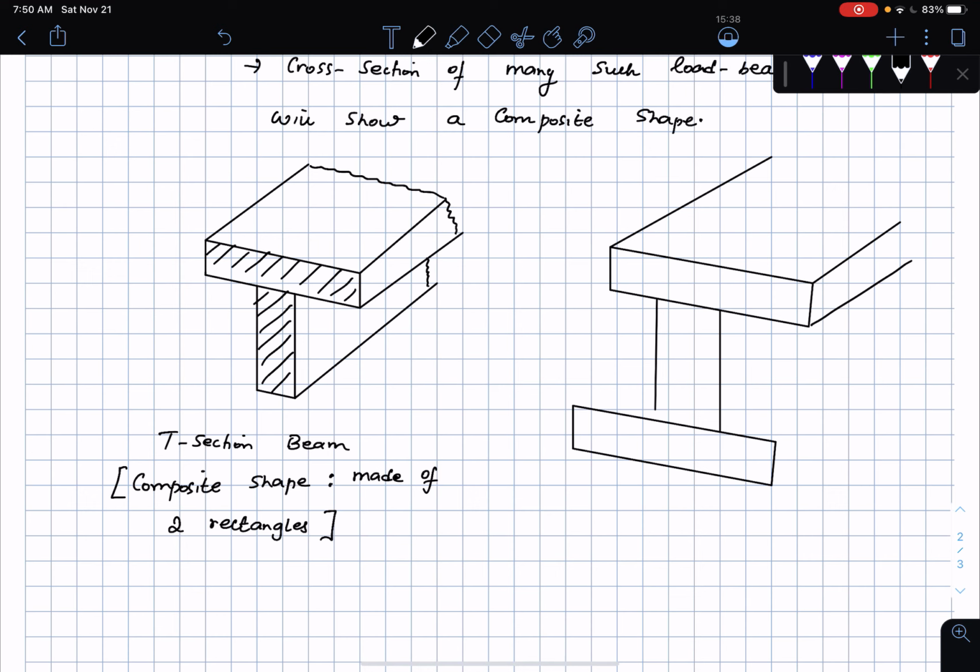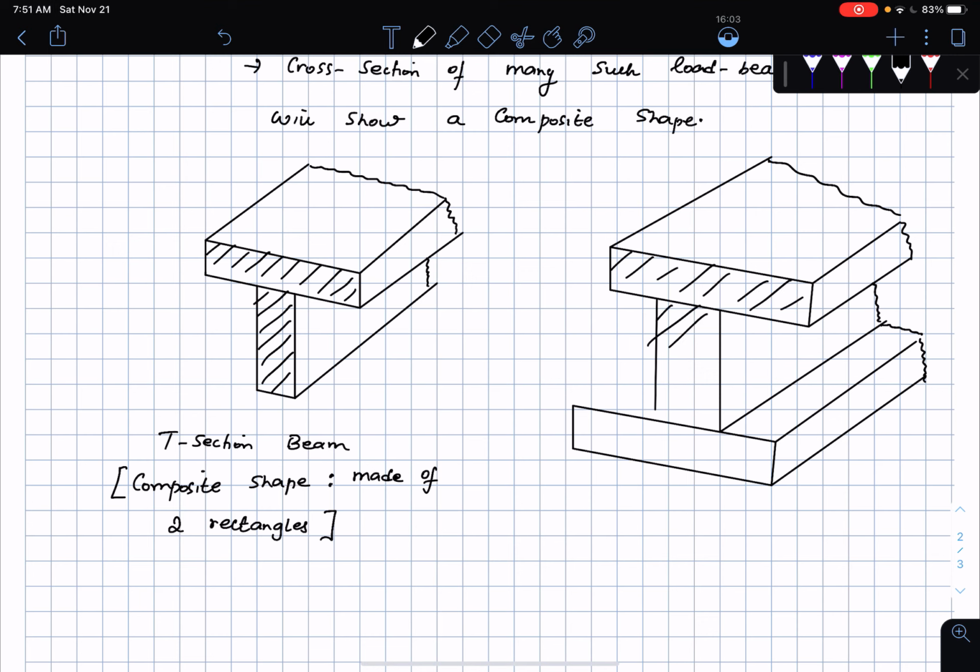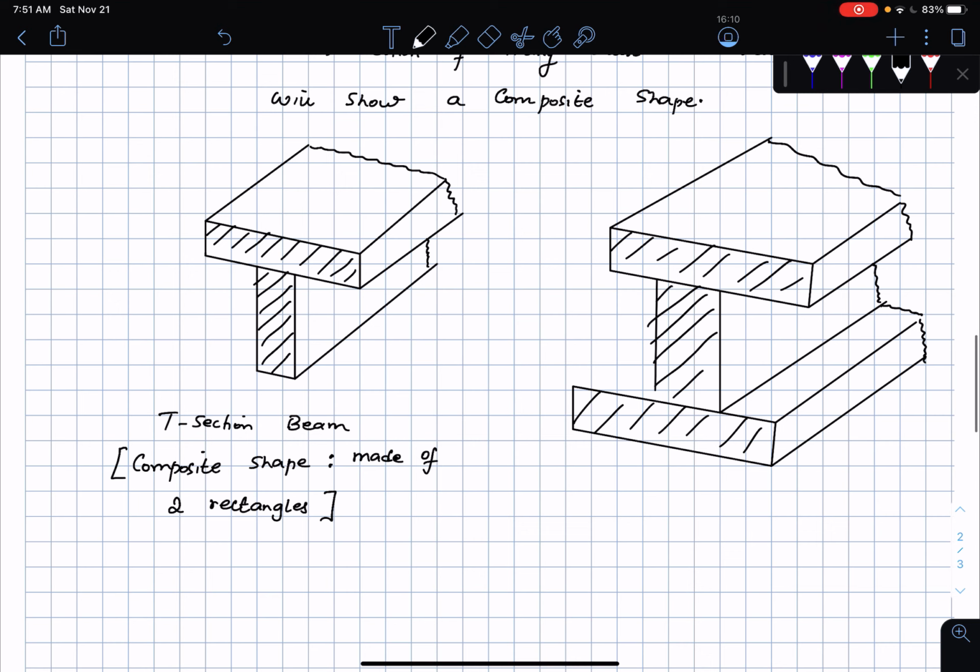And I'm going to extend this, give it a little bit of depth, and of course extend this as well. Okay, go forth here and go forth here as well. I'm not showing the full thing. So this is an example of an I section. The I section, of course, need not be symmetric like the way I have drawn. But the idea is that this is made up of 3 rectangles. So this is an I section beam.